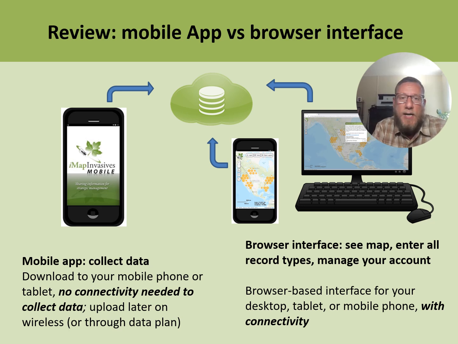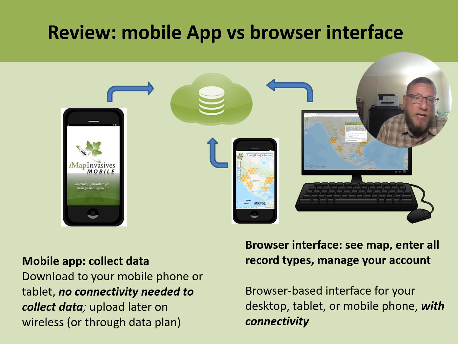Now, as you can see on the right-hand side there's also a picture of a phone under the browser interface. And that is just basically saying that you don't necessarily need the mobile app on your phone. You can open up the browser on your phone, and you can go to imapinvasives.org just like you would search for anything else on the internet. But then you'll have to log in. You'll basically have similar functionality to what the desktop looks like. But again, whenever you're using that browser, you need to have connectivity or service.